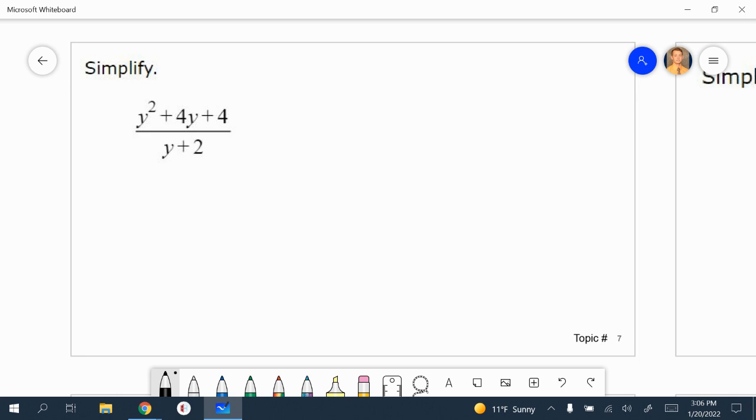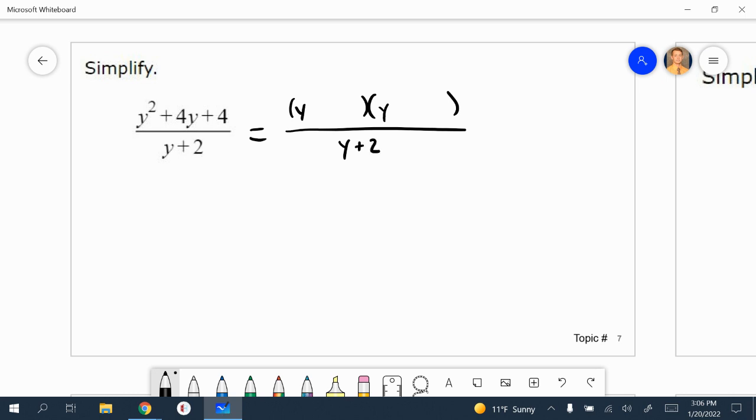If I look at that, I don't see anything that can be pulled out. So then I'm just going to go into factoring mode. If I factor the top piece, I know I'll have y and y. On the bottom, I don't think I'm going to be able to factor, so I'm just going to put that y plus 2 down there for now.